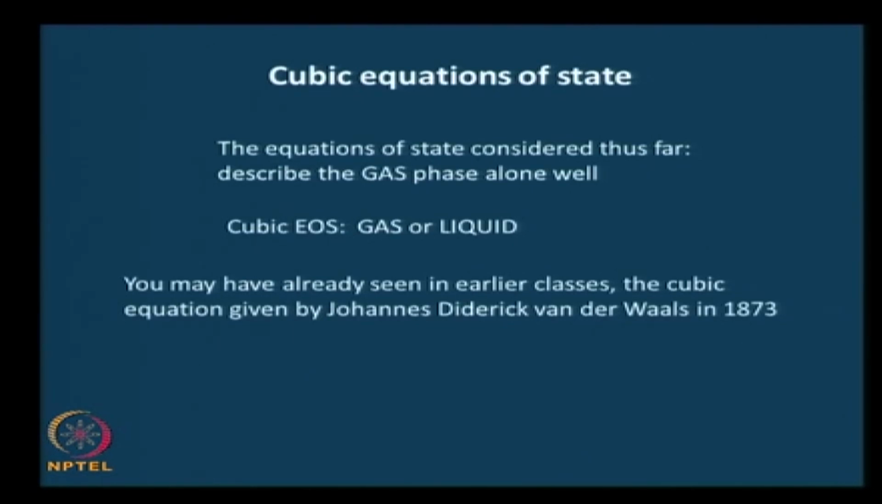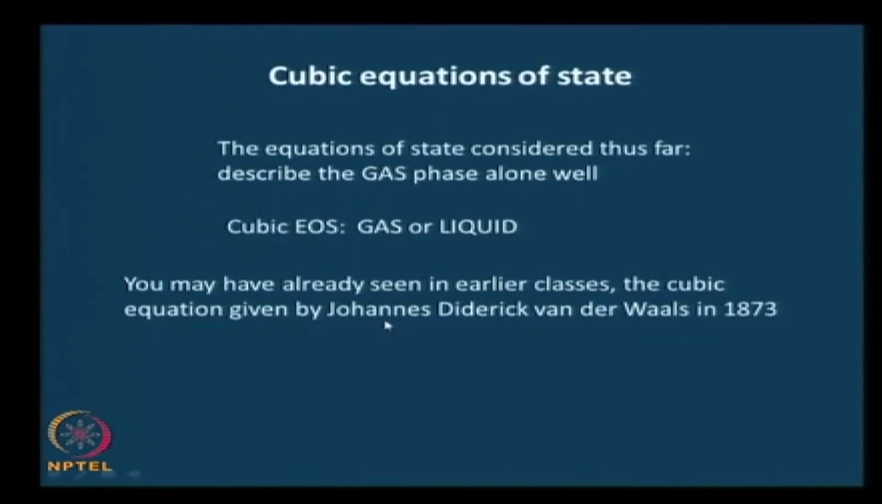And what might be surprising is that you have already seen one of the cubic equations in your earlier classes. I am sure you would have seen the van der Waals equation, given by Johannes Diderik van der Waals. He gave it way back in 1873, and even if you do not remember the name, you may remember the equation. This is P equals RT by V minus B minus A by V squared. Let us call this equation 3.6.